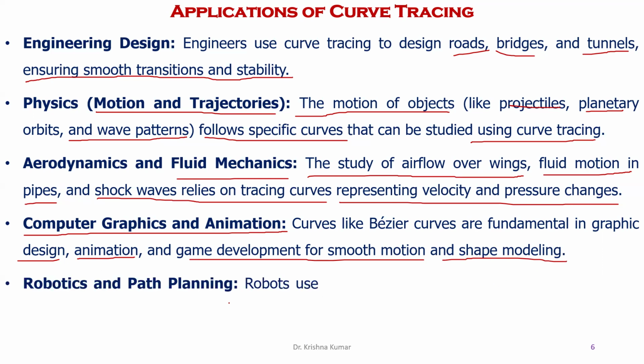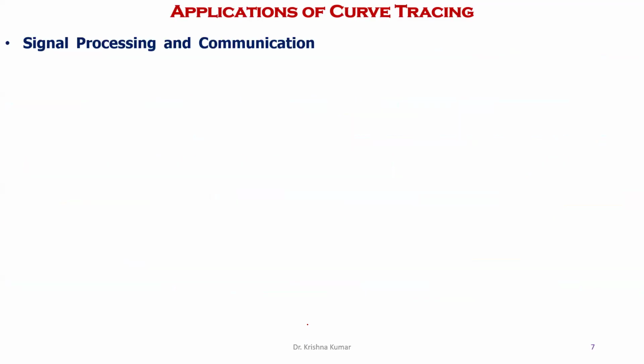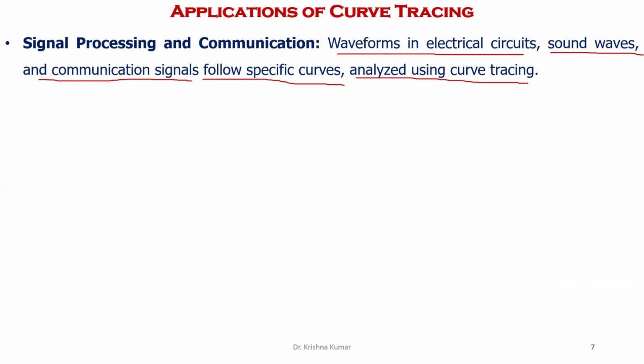The fifth application of curve tracing is in robotics and path planning. Robots use curve tracing in trajectory planning to navigate through obstacles and reach targets smoothly. Now, the next application is in signal processing and communication. Waveforms in electrical circuits, sound waves, and communication signals follow specific curves analyzed using curve tracing.